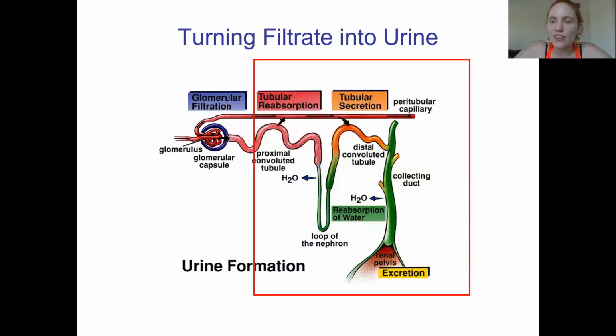Okay, so here we are. This is the second piece of the renal system lecture. So far, we've talked about how you create filtrate, so glomerular filtration, and the factors that affect glomerular filtration. Now what we need to do is talk about how you take that filtrate and you turn it into urine.